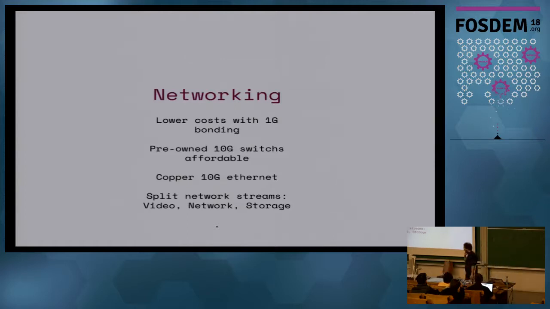Well, on the network part, we started with bonding with Ethernet cards of four ports, for example, and we set up bonding to have 4 gigabits. And after that, we started looking at 10 gigabit switches. One thing that we have seen in the past 5 years is that you can get quite low price switches on eBay, second hand, and they are rock solid.